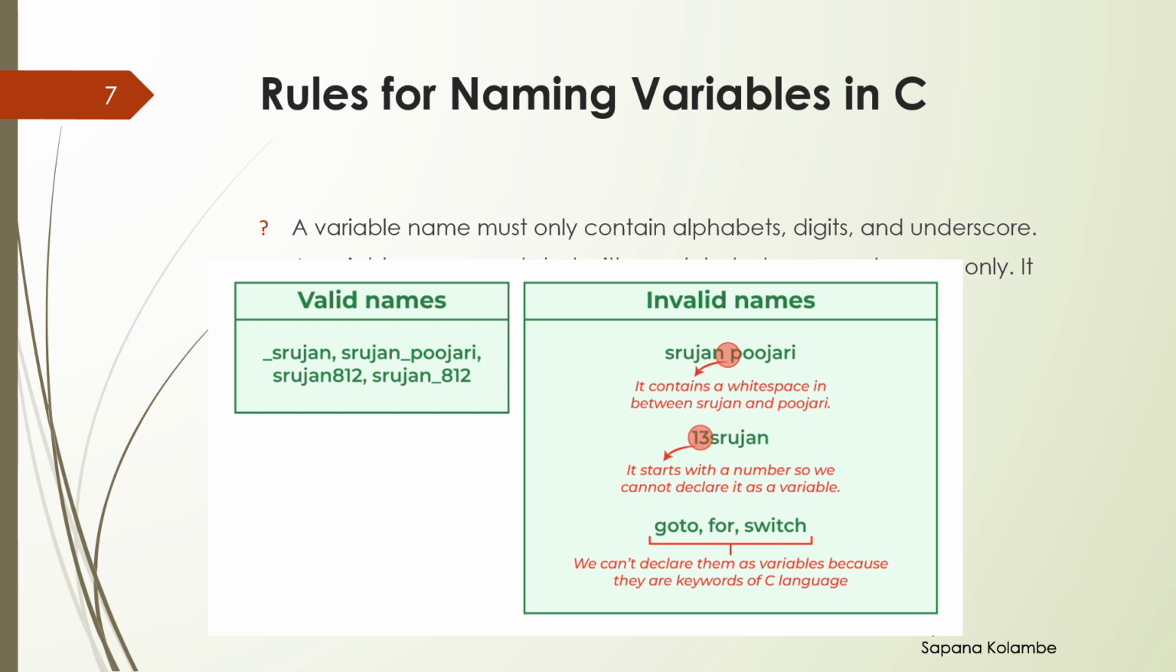The valid names are like underscore and then Srujan, or Srujan underscore Pujari, or a combination of alphanumeric values or alphanumeric with underscore, then it is allowed. Invalid names: Srujan and Pujari with a space given, so this space is not allowed. If you start with a number, that is also not allowed. Or if you use keywords like goto, for or switch, these keywords we cannot use as a name of the particular variable.